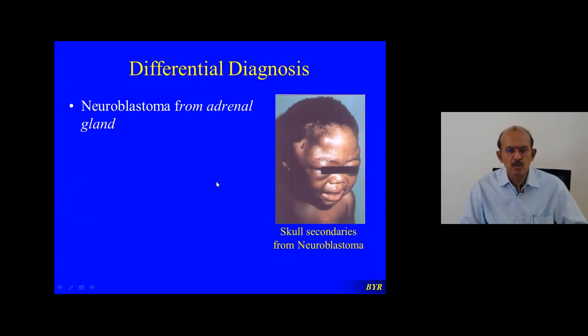Differential diagnosis: neuroblastoma from the adrenal gland. Neuroblastoma is another blastoma, an embryonal tumor arising from the neurogenic tissue. This can be from the sympathetic ganglia, or it can be from the adrenal gland. Because the adrenal gland is anatomically related to the kidney, situated just above the kidney, a mass arising from the adrenal gland can mimic a kidney mass. So clinically, we will not be able to differentiate it.